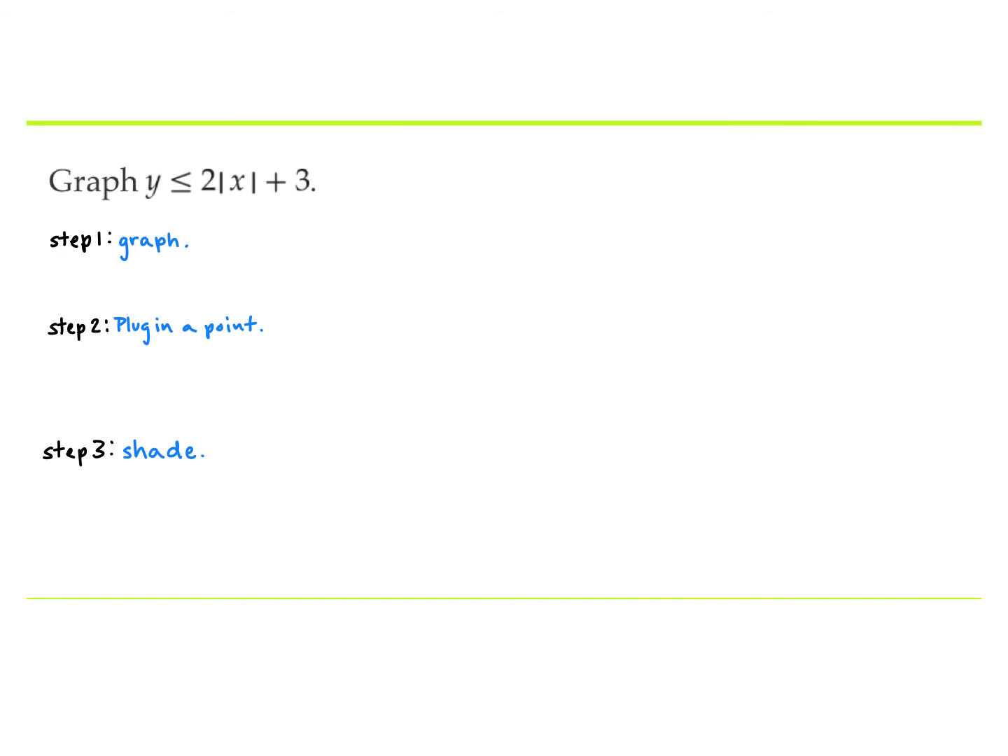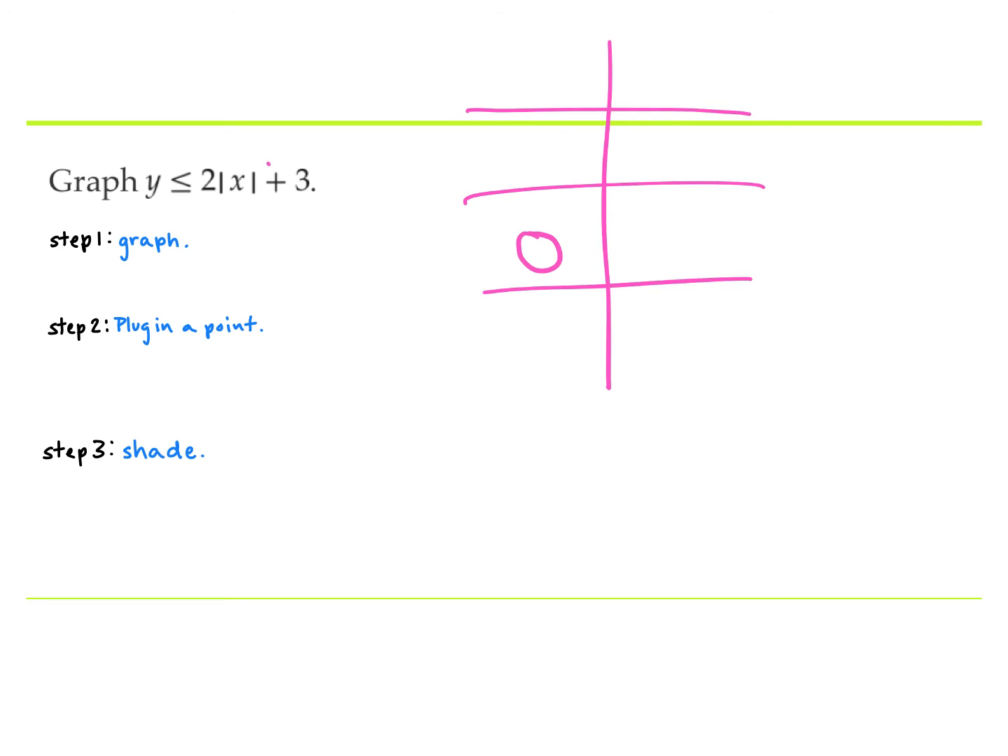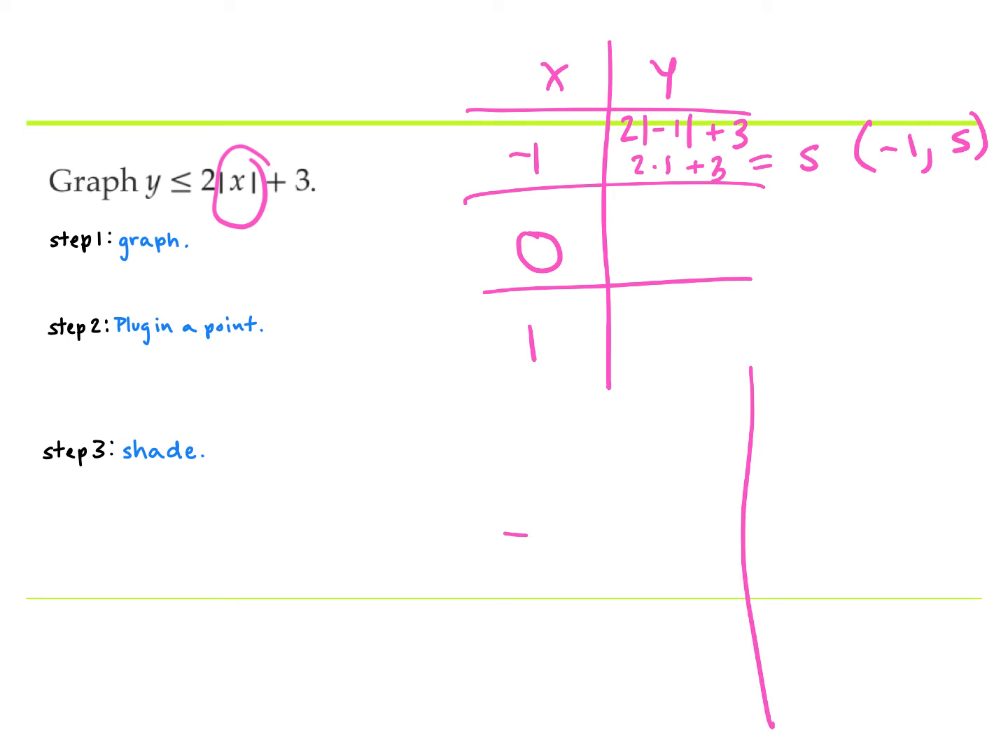All right, let's look at the next one. What's my middle number going to be here? 0, because I have nothing in these absolute value bars here. What's a number smaller than 0? And a number bigger than 0? So let's plug in -1. I have 2 times the absolute value of -1 plus 3. What's the absolute value of -1? 1. And 1 times 2? 2. And 2 plus 3 is 5. So I plugged in -1 and got 5. So on my graph, I'm going to go to the left 1 and up 5.